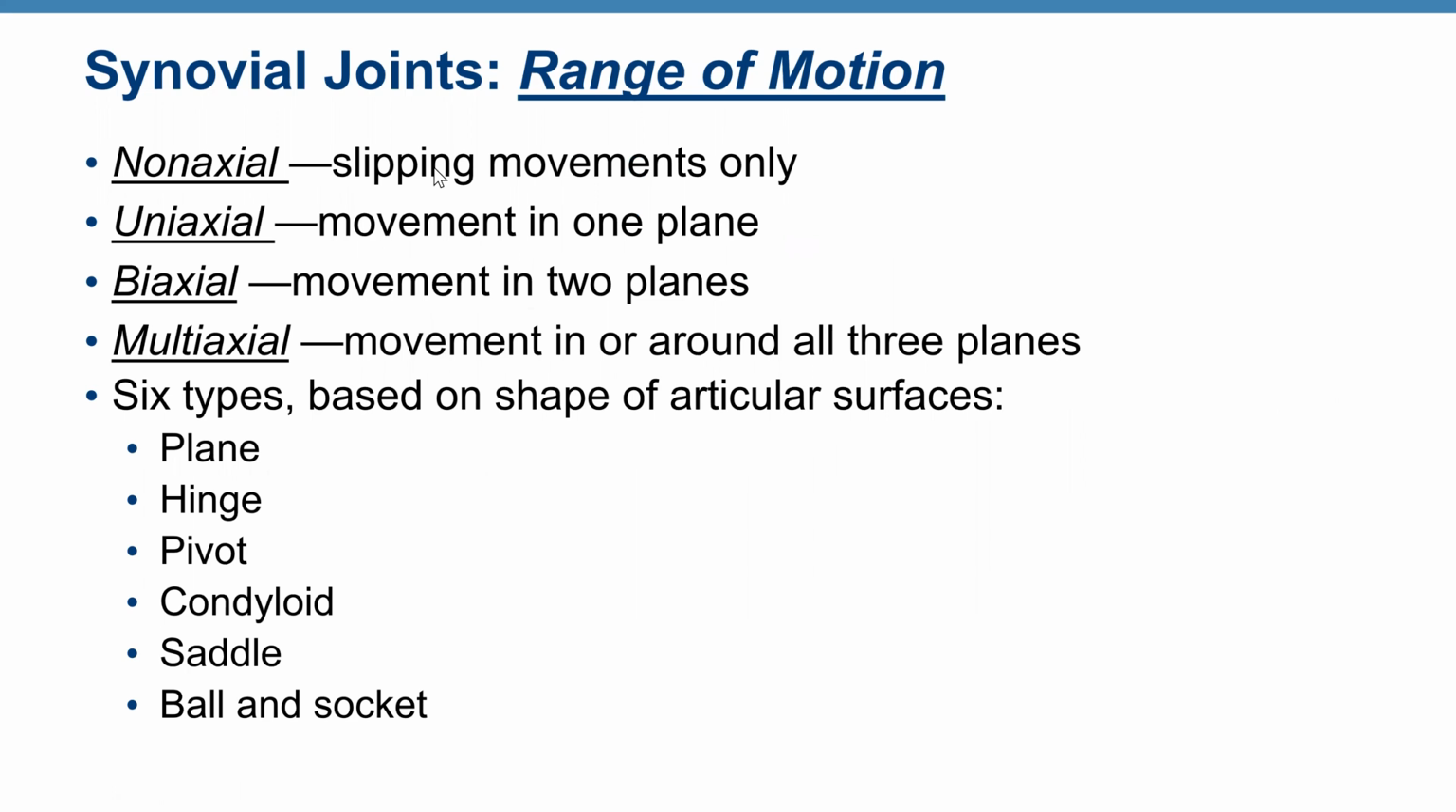Now, when we're looking at range of movement of the synovial joints, we can say they are non-axial, so slipping movement only. We will give an example. Uniaxial, movement in one plane; biaxial, movement in two planes; and multi-axial, movement all around all three planes. And we have 6 types based on shape of articular surfaces. So 6 types of synovial joints based on the shape of that part of the bone that forms the joint. It can be plane, hinge, pivot, condyloid, saddle, and ball and socket.